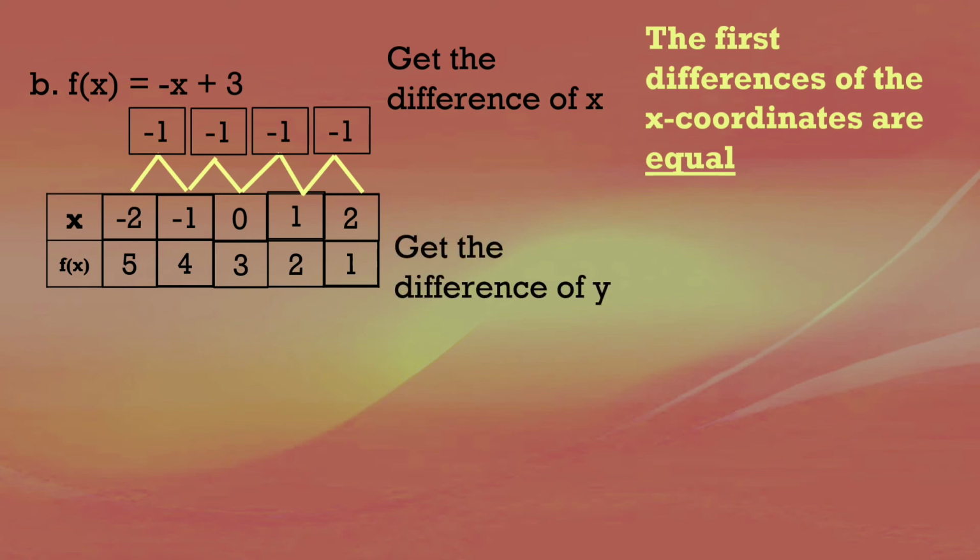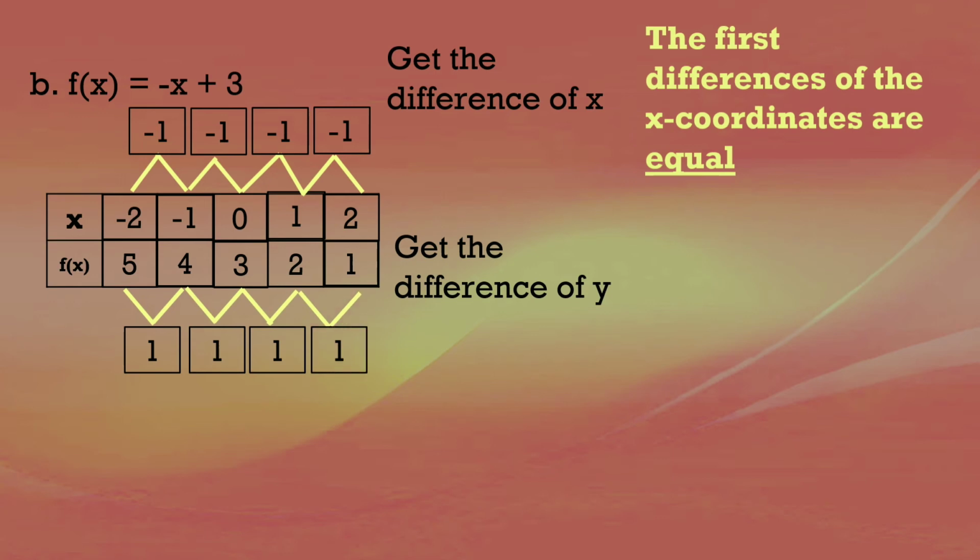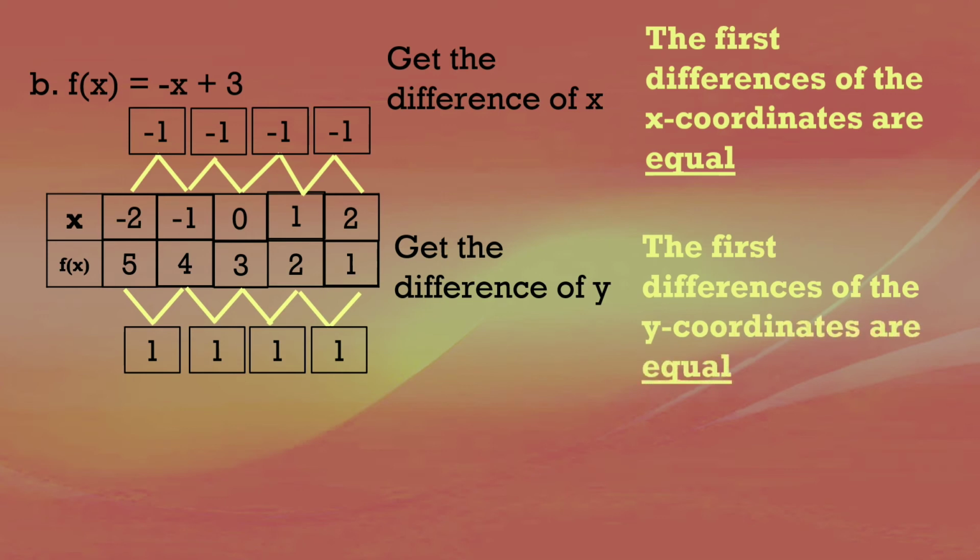Let's get the difference of y. Same again: 5 minus 4, we have 1. 4 minus 3 is 1. 3 minus 2 is 1. And 2 minus 1 is 1. So, you can see that the first differences of the y-coordinates are equal. They are all the same. So, what do you notice? How do you determine that a table of values is a linear function?